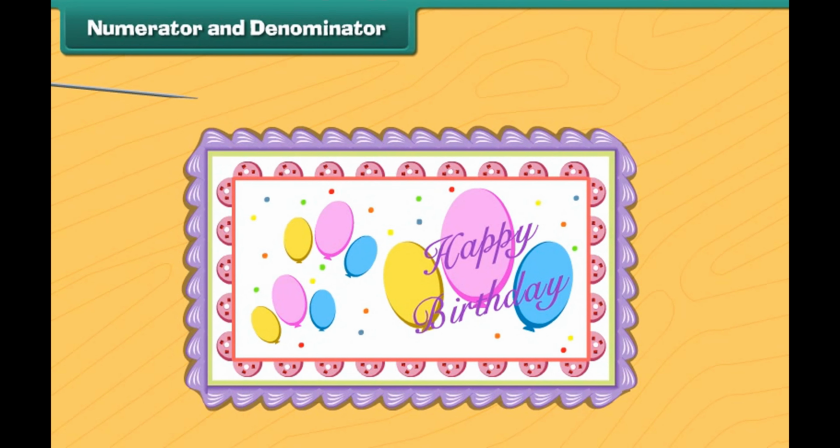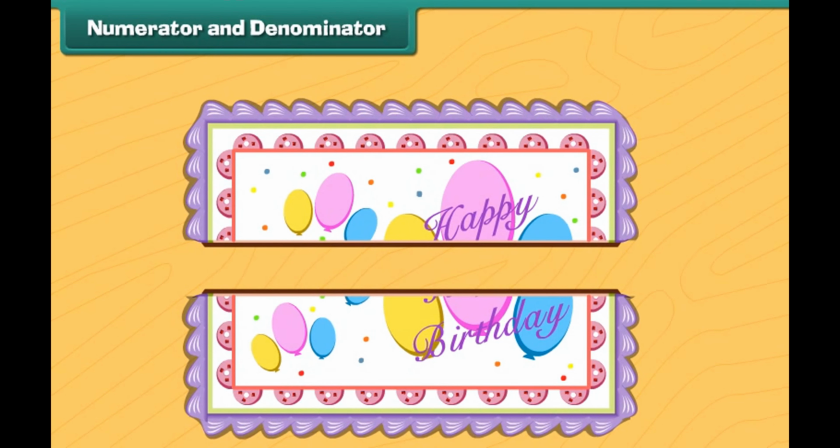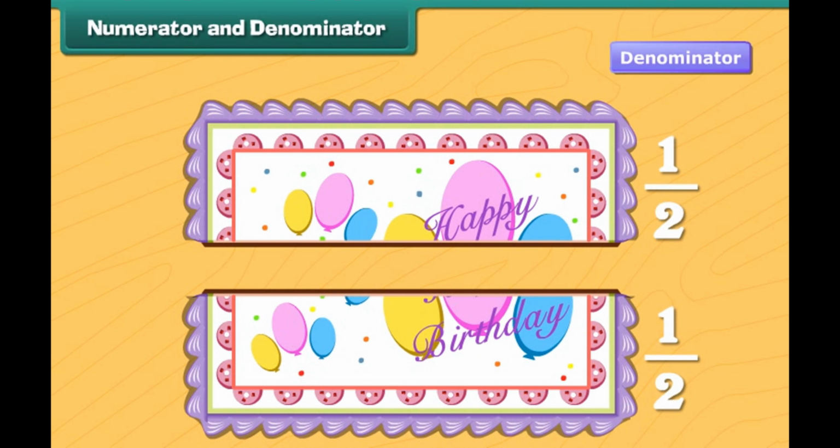Here is a whole birthday cake. Let's cut it into small pieces. Now, if we cut the cake from the middle, we get 2 equal size pieces. Each piece is 1/2 of the whole cake. We can write that as a fraction. This number, called the denominator, tells us total number of pieces that make up one whole. The top number is called the numerator, which shows the number of parts.